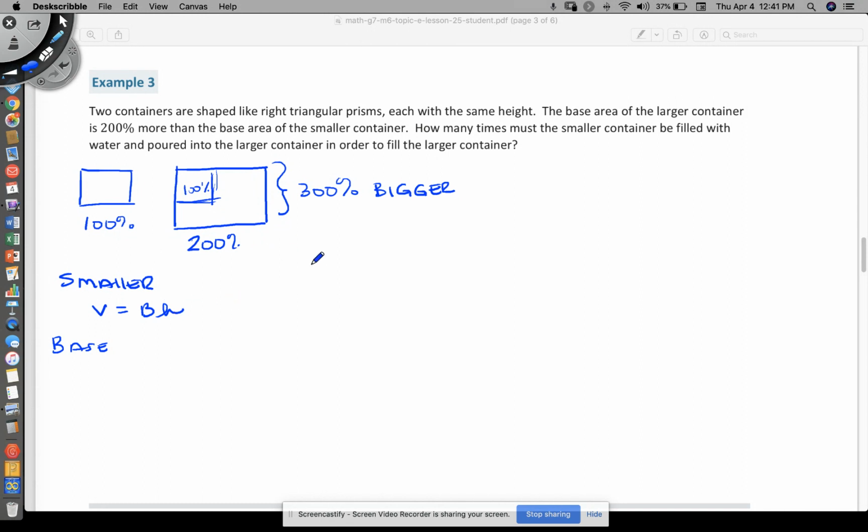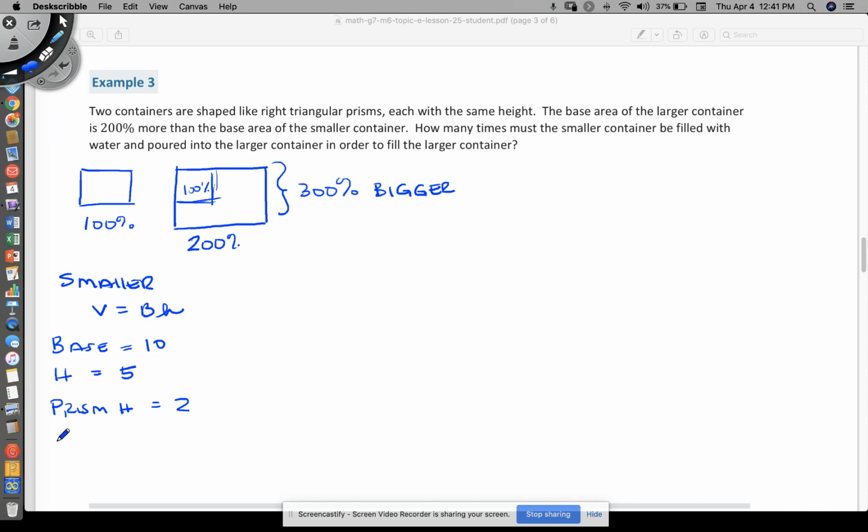So in order to see how many more times you have to put water in there, you could actually come up with any of your own numbers, as long as it just shows that you're increasing the other one by 300%. So I'm just going to pick some easy numbers here. I'm going to say that my base is 10. I'm going to say that my height is 5, and these are all inches. And then I'm going to say the prism height is 2.